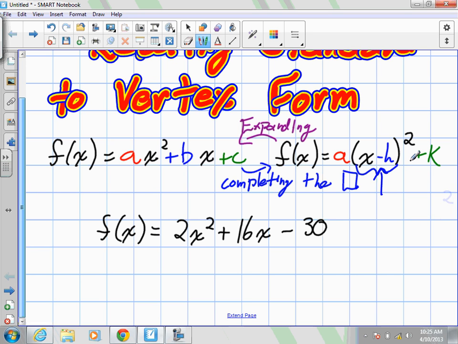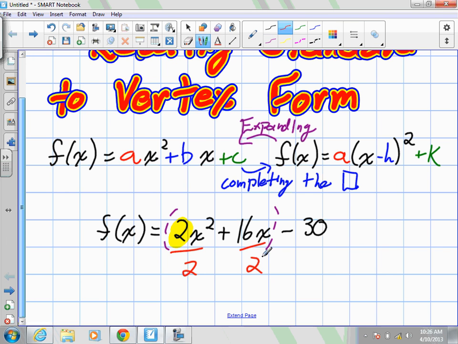Okay? So the goal is we're eventually going to create a perfect square trinomial so that when we factor it, both brackets will be identical and we can write it like this. And this is our vertex form. Okay? So the very first step to this is we're going to divide only the first two terms, just the first two terms, by the a value. Now what is the a value in this question? 2. Exactly. So we're going to divide 2x squared and 16x by the value of 2.